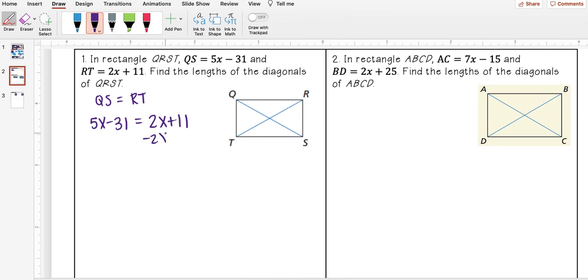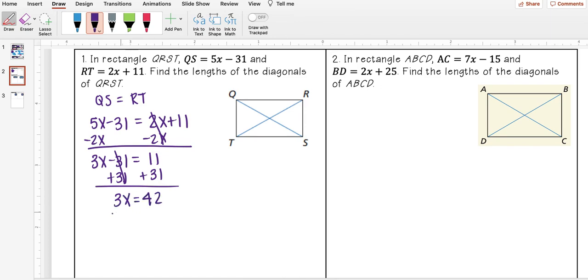So subtract 2x from both sides. Then I'm going to add 31 to both sides. And then I'm going to divide both sides by 3, and I get that x is equal to 14. However, I am not done yet because this told me to find the lengths of the diagonals.